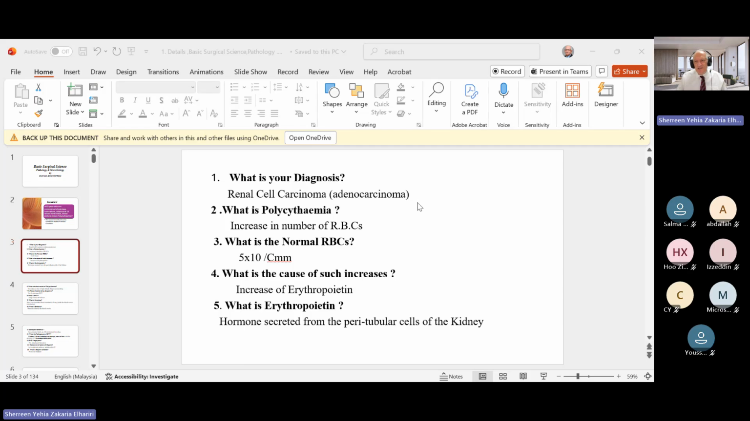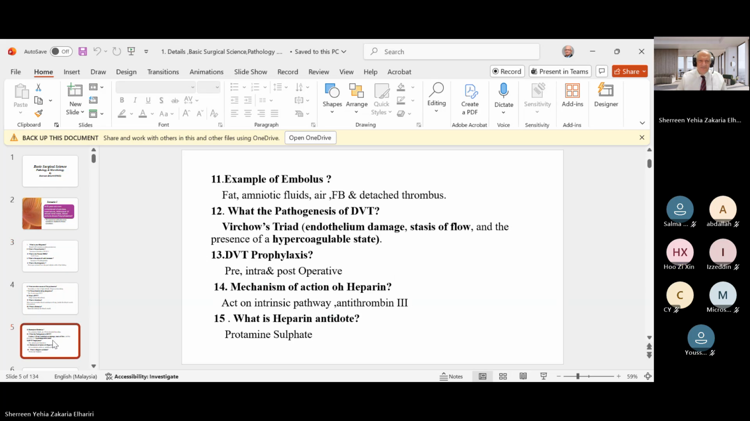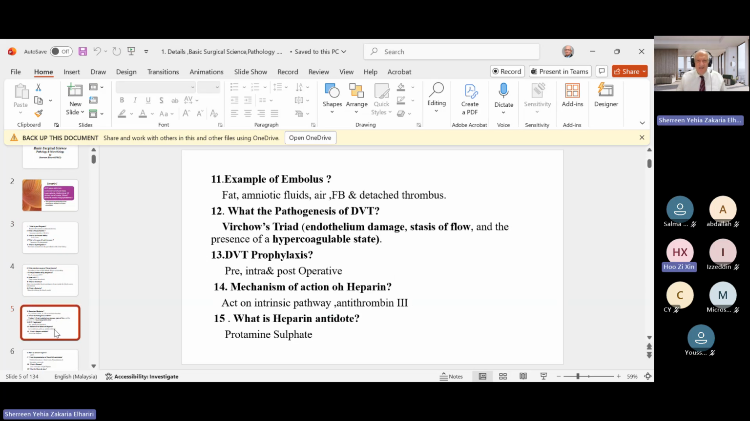What is an embolus? An embolus is a free-flowing clot in the bloodstream. It can be a detached thrombus or what else? Embolus can be fat, can be amniotic fluid, can be air, can be a foreign body, can be a detached thrombus. So again, we speak about thrombus.